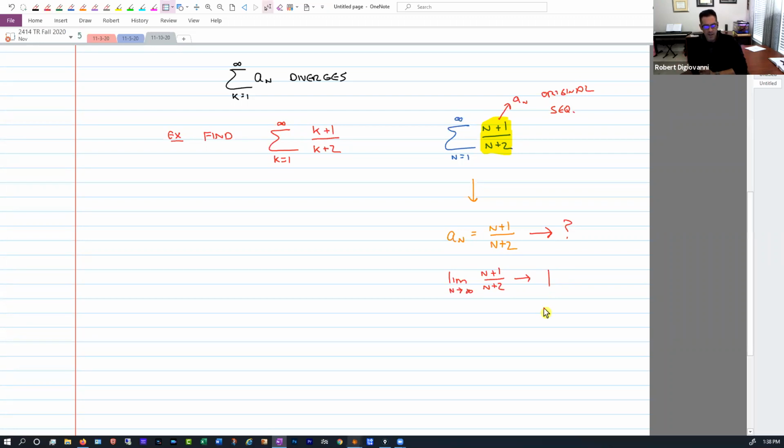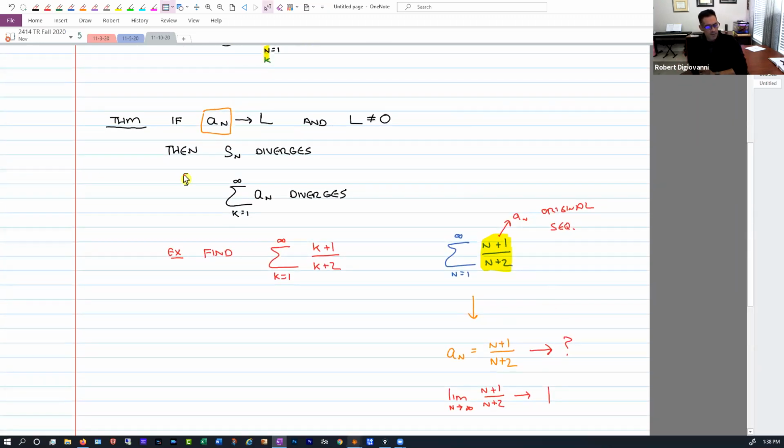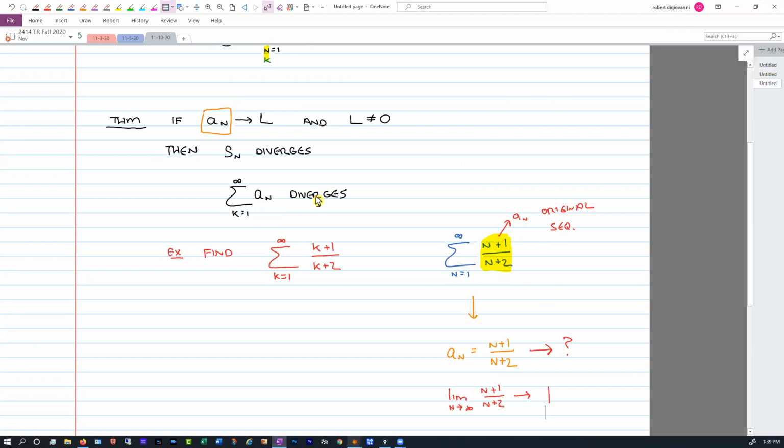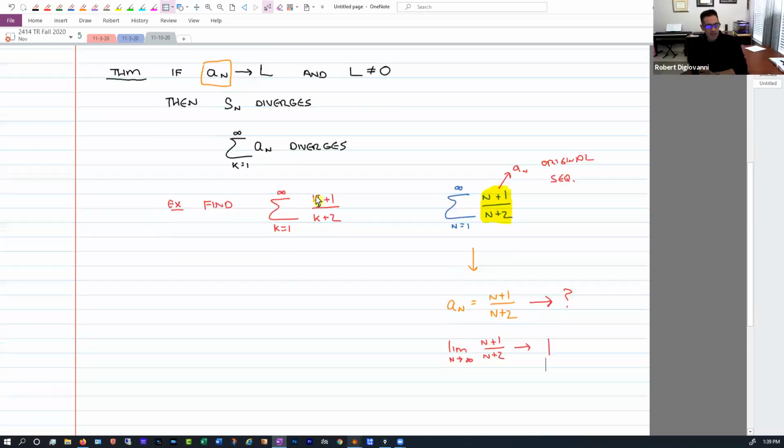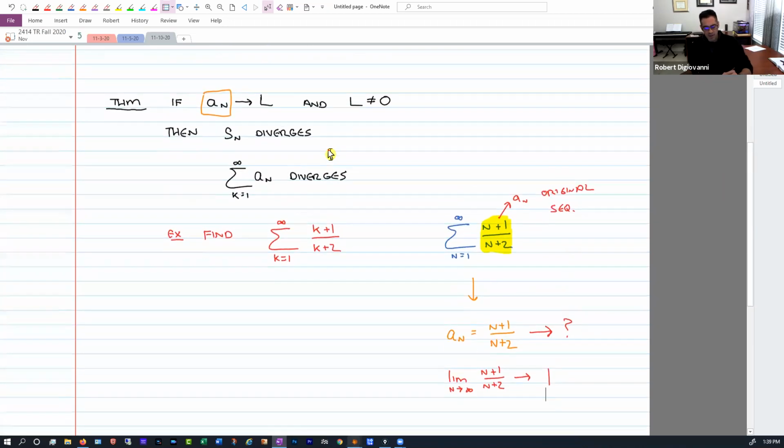So what does this theorem tell us? If we have a sequence that converges to some number L, and that number L is not 0, then what can we say about the sum of that sequence? It's divergent. And the reason it's divergent is because let's just look at this sequence.